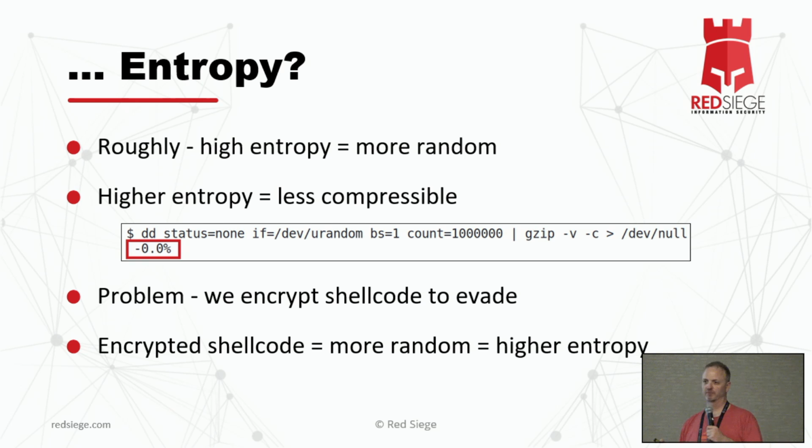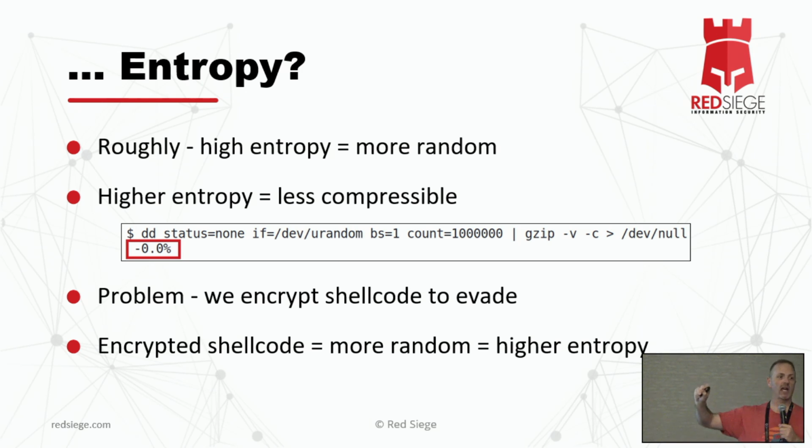Roughly speaking, if something is high in entropy, it can be said that it is more random. So something that has more entropy than something else is more random than something else. I said Kolmogorov complexity. Kolmogorov complexity says that if something is very random, it is not compressible. Something that is more random than something else is less compressible than the less random thing. And we can test that.